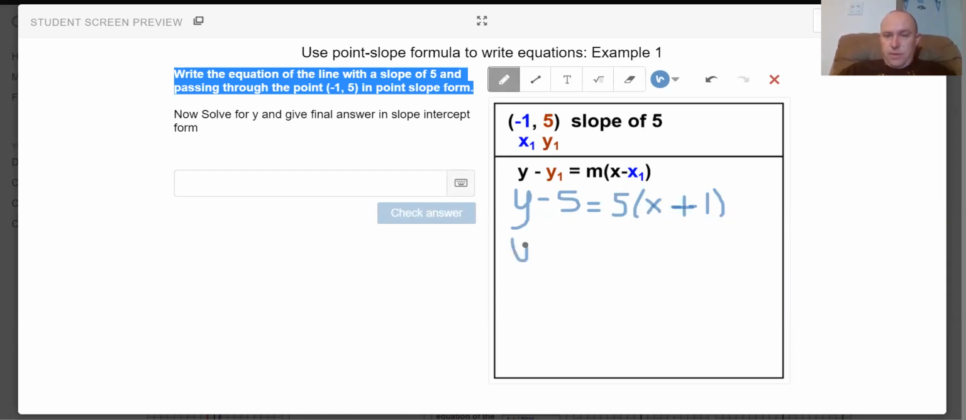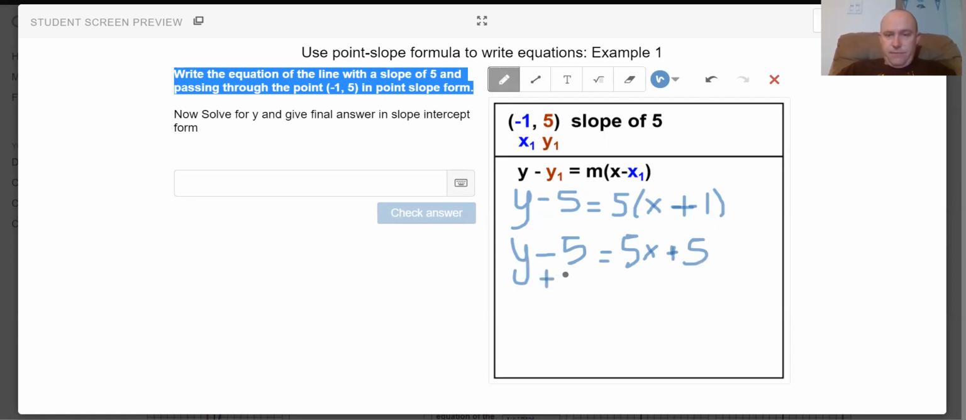So as always, when I have parentheses, I always want to work on those first. So this means I'm distributing here. So 5 times x is 5x. 5 times 1 is 5. And I want it to say y equals, not y minus 5 equals.